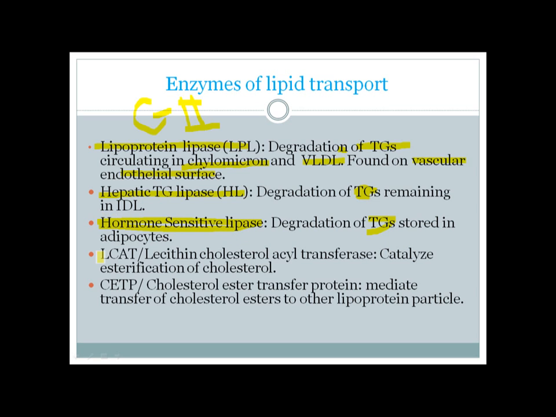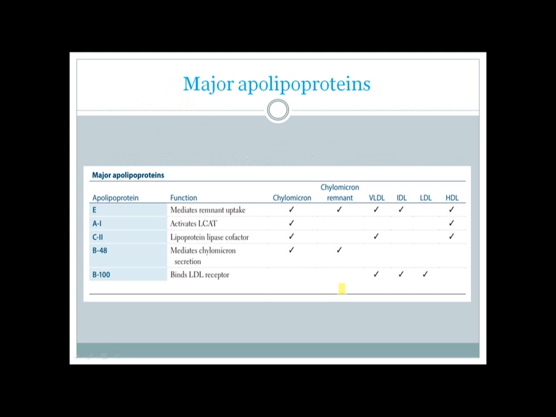And there are two other enzymes. One is lecithin cholesterol acyl transferase, which catalyzes the formation of cholesterol ester from cholesterol and glycerol. And there is another protein known as CETP, or cholesterol ester transfer protein, which helps the transfer of cholesterol ester molecules from one type of lipoprotein to another type of lipoprotein.